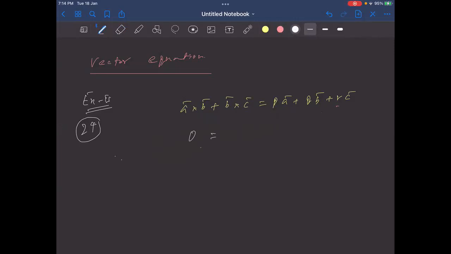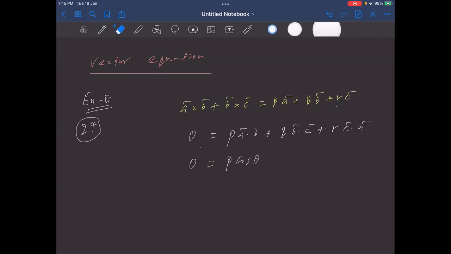RHS is becoming PA dot B plus QB dot C plus RC dot A. What is the angle between A and B given? What is the angle given? Theta. So what do we get? No, sorry. B के साथ डॉट लिया तो सेकंड एक्सप्रेशन रॉन्ग है ना. QB dot B हो जाएगी. B is a unit vector.